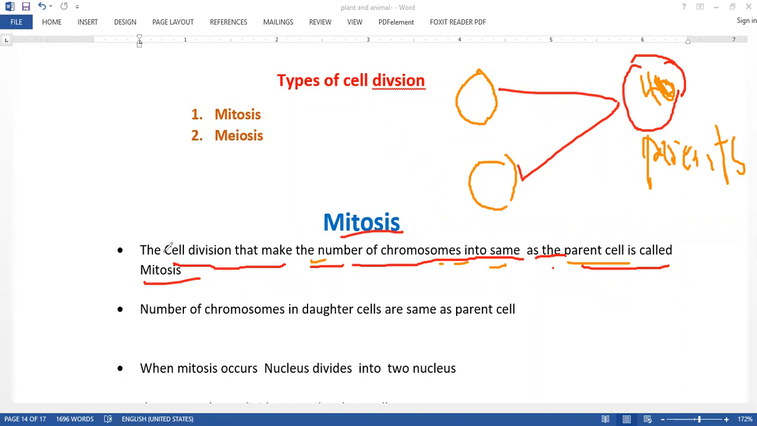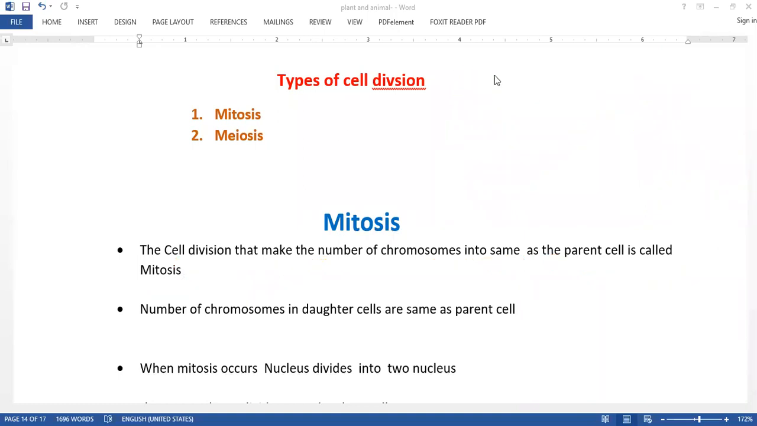So the cells, look at this one. The cells that make the number of chromosomes the same as the parent cell. Same parent. From the parent cell, the chromosome number is the same. So if it's 46, you can have this 46 chromosome here, same as the parent cells. This is called mitosis.